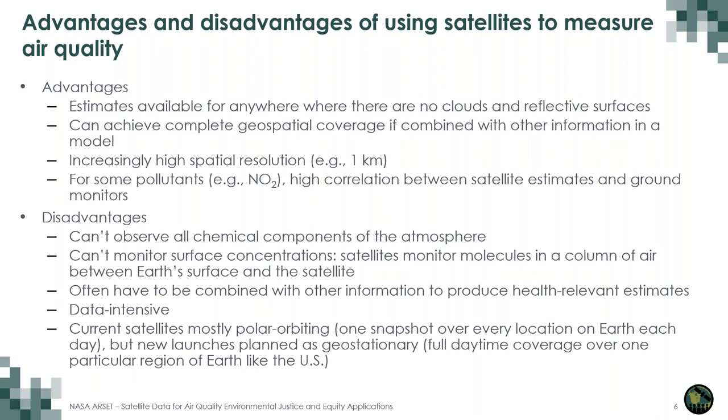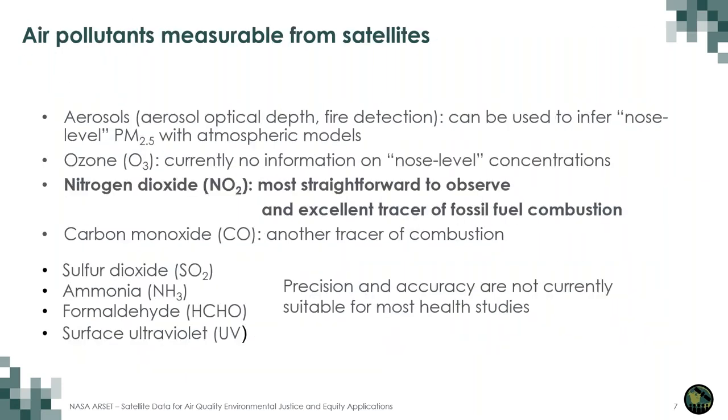So this does still require quite a bit of number crunching and data manipulation to estimate ground level pollution concentrations from surface observations. Right now, most satellites are polar orbiting. They're taking one snapshot over every location on Earth each day. But new launches are happening and planned as geostationary, and that means the satellite will hover over one part of the planet and take snapshots of the Earth's air on an hourly basis, and therefore we get full daytime coverage over one particular region of the planet, like the United States.